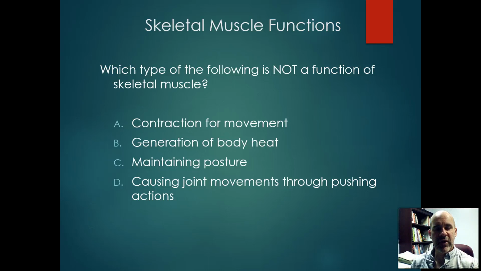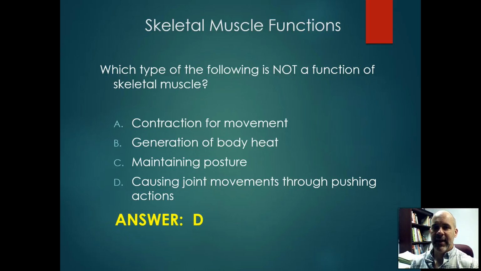And remember, when you do cellular respiration, that gives off heat. When you're shivering, skeletal muscles are, without you thinking about it, doing lots of contractions. So cellular respiration is providing the energy for that, and a byproduct of cellular respiration is heat. So these involuntary skeletal muscle contractions that we know of as shivering, by breaking down nutrients and releasing energy from those nutrients, heat is given off from those processes. Maintaining posture, yes, your muscles are certainly critical for that. So that leaves us with D, causing joint movements through pushing actions.